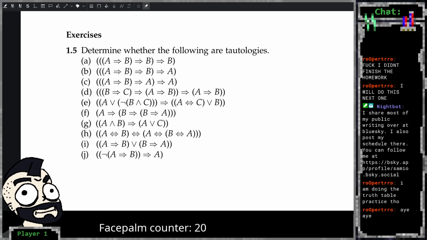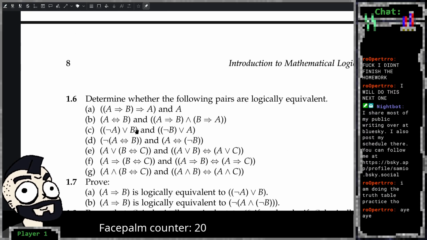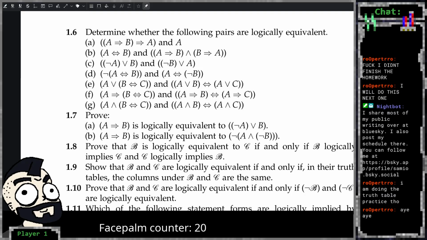Okay, so that was section 1.15. Let us go to 1.16. It tells us, determine whether the following pairs are logically equivalent. And the only method we have for proving logical equivalence so far is making a truth table in which the main connective, the biconditional, joins both formulas.